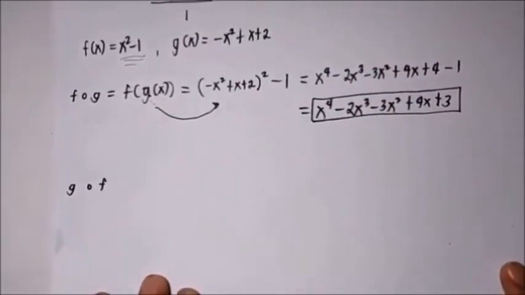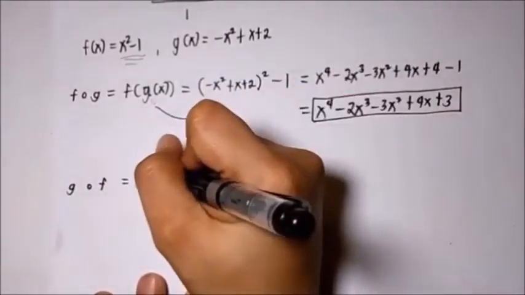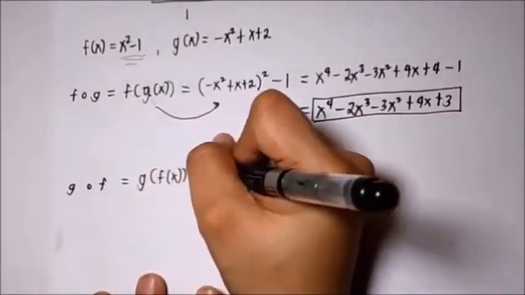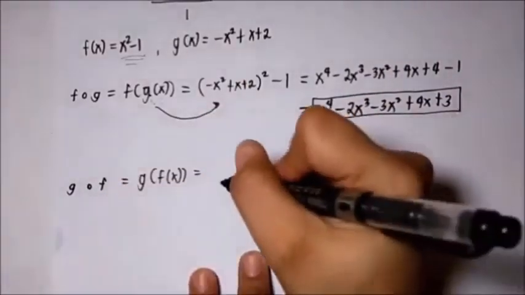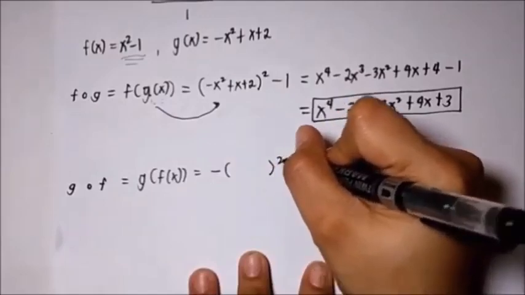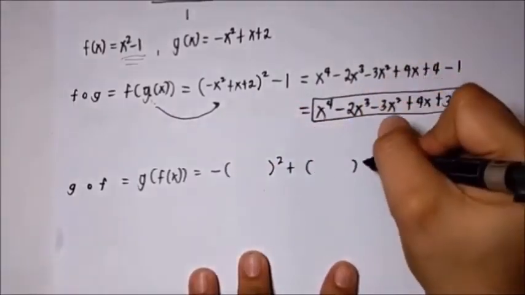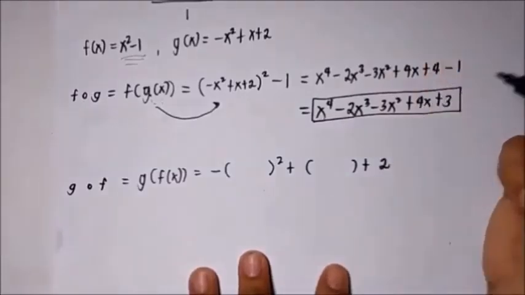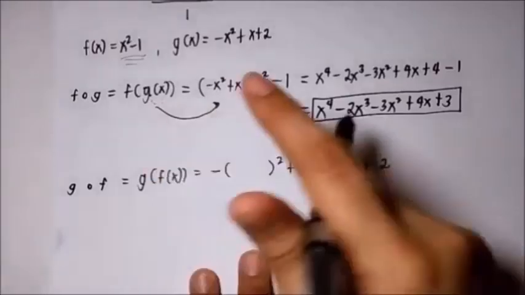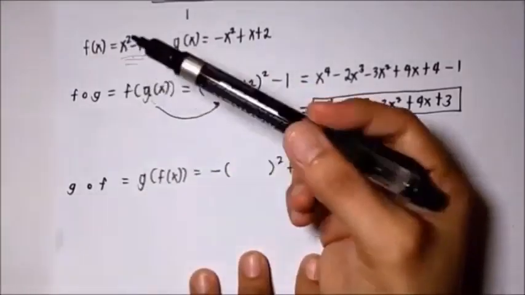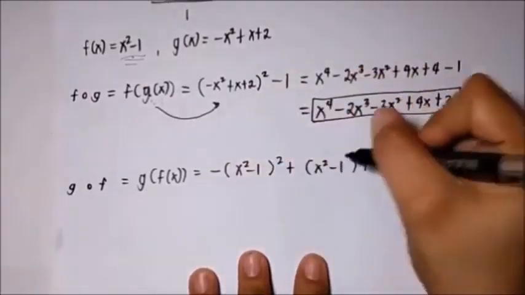So it's the same with g of f. So g is our function, and then f would be the values of x. So the value now of g is negative of x squared plus x plus 2. So what would now be the value of x? It would be coming from f of x. And f of x is x squared minus 1. So this is also x squared minus 1.